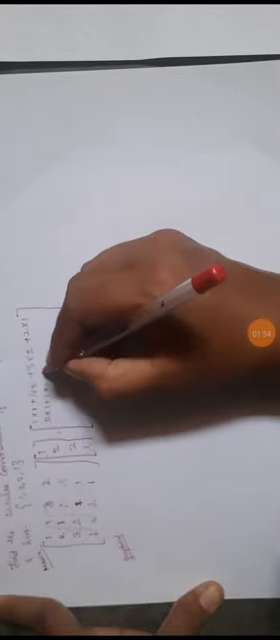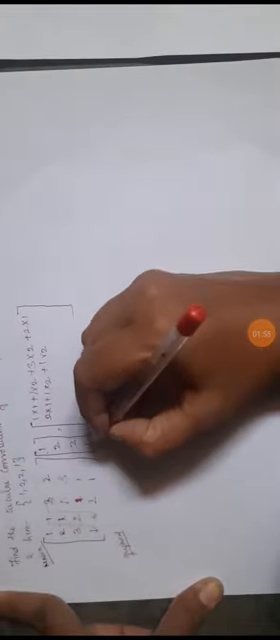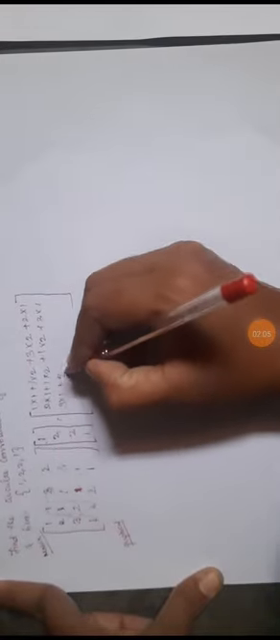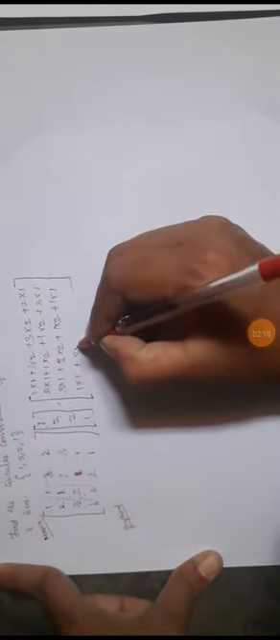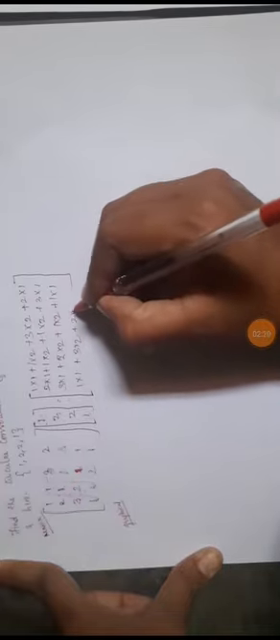Next, second row and the column matrix, 2 into 1, 1 into 2, again 1 into 2, 3 into 1. Third row and the column, 3 into 1, 2 into 2, 1 into 2, 1 into 1. Fourth row, 1 into 1, 3 into 2, 2 into 2, 1 into 1.